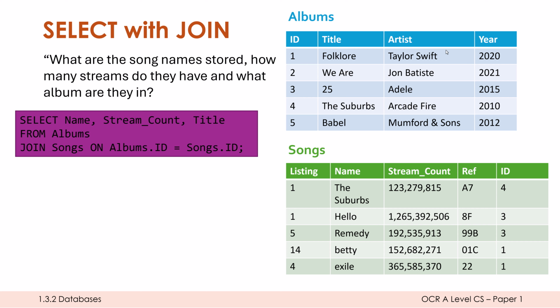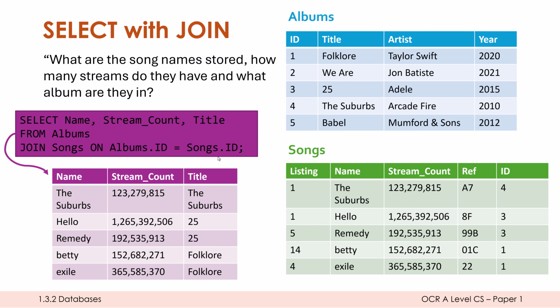Because what it will be doing, it'll be going through each record one by one. It'll be looking at Folklore initially. Then it will be looking in the songs table. Does The Suburbs' ID match up to ID 1? No. Does Hello's ID match up to 1? No. Remedy doesn't either. However, Betty's ID in the songs table matches up to the ID we're looking at in the albums table. And it's doing that one by one, trying to match up a record in the albums table to a record in the songs table. And that's why the foreign key is so critical, so I can get only the records which do actually match up. In this particular case, when I run this query, I would get this result.